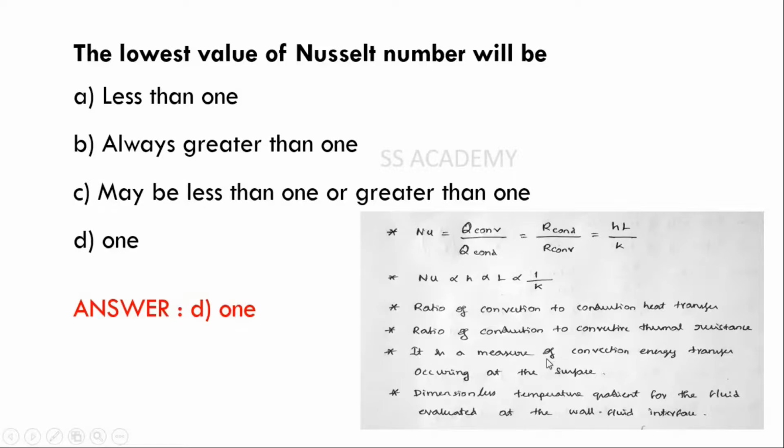So actually the Nusselt number is a measure of convection energy transfer. Based on this statement, you can easily conclude that the Nusselt number is always greater than 1, or maybe it is equal to 1. It may not be less than 1.